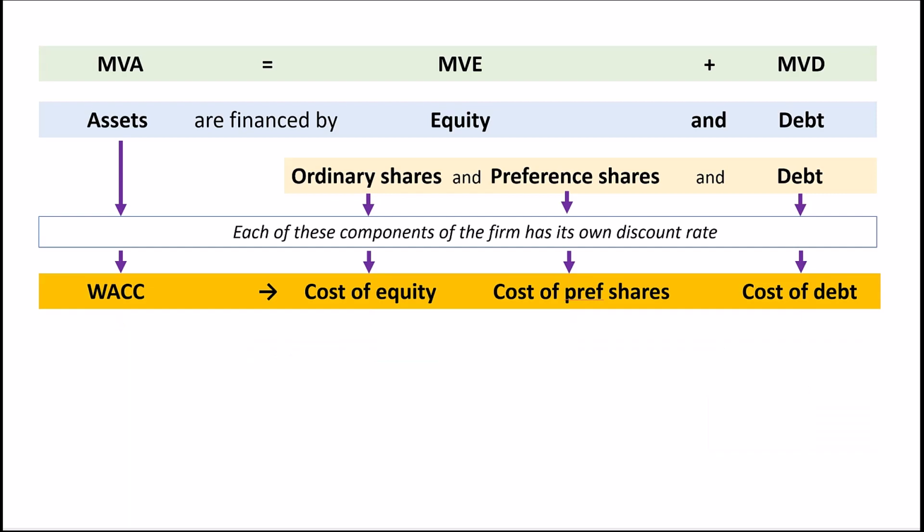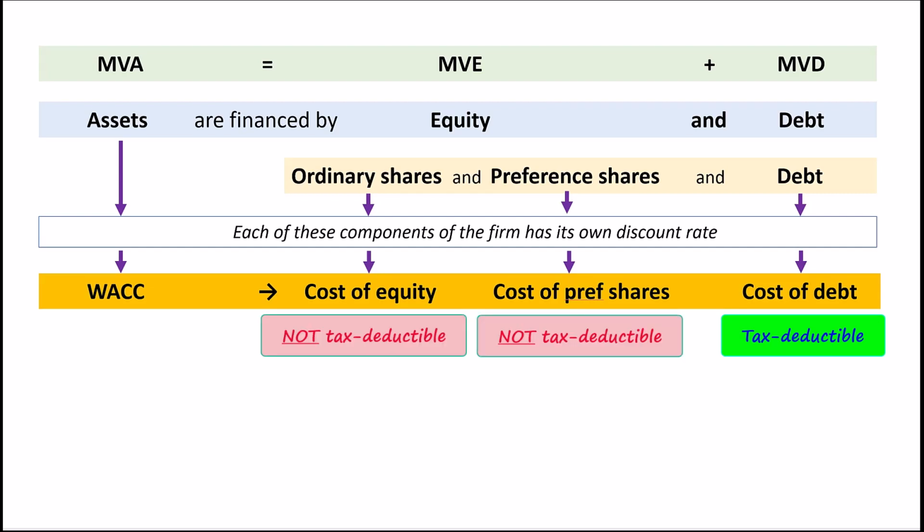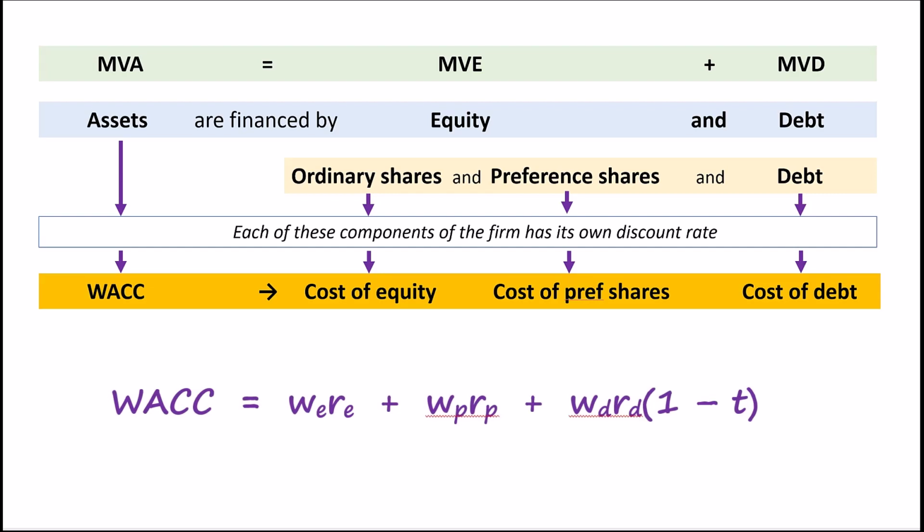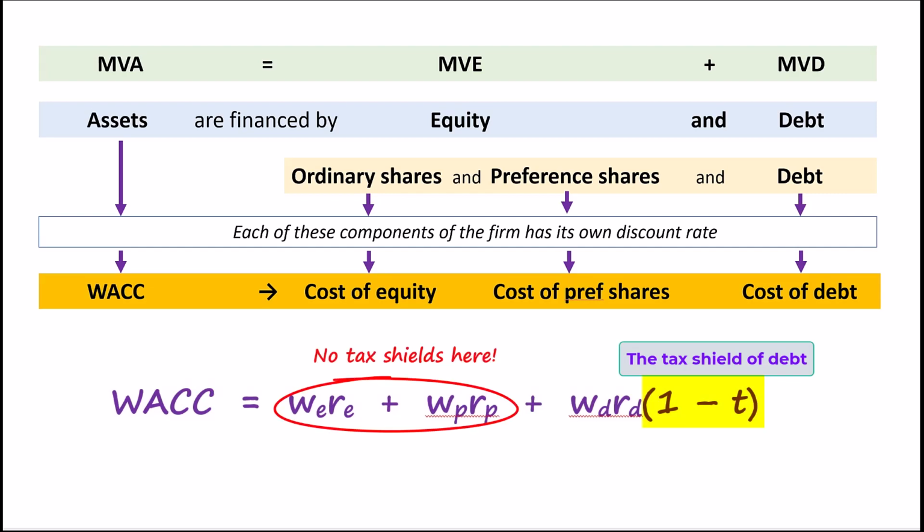Finally, we deal with tax effects. It is generally the case worldwide that the cost of debt is deductible for tax purposes, while the cost of equity is not. Therefore, the cost of debt reduces the tax bill of the firm, while the costs of ordinary or preference shares have no such benefit. This means that the equation for WACC contains a term recognizing the tax benefit of the cost of debt. This is called the tax shield of debt. Notice that it does not appear against either of the equity costs.